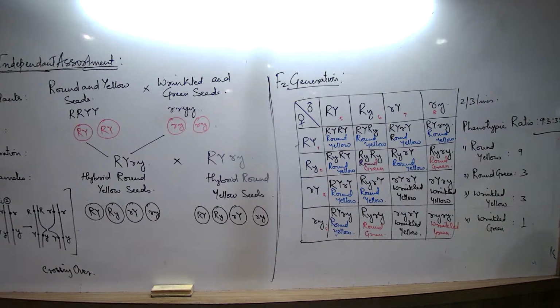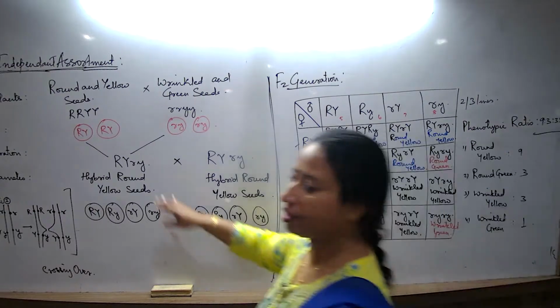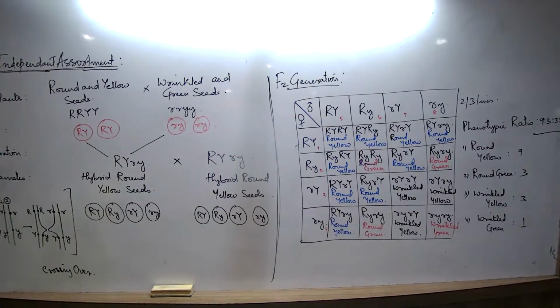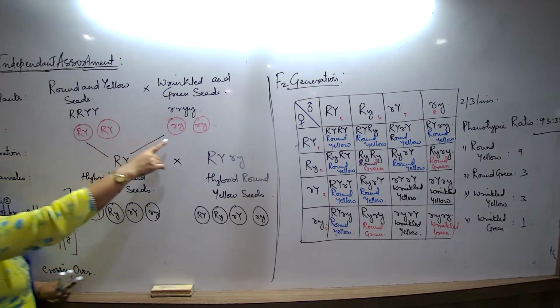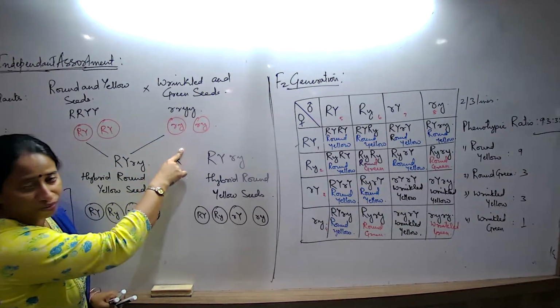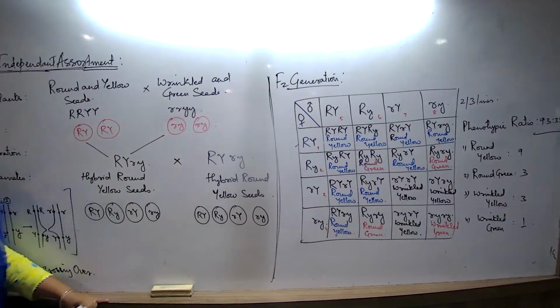Give an example of a dihybrid cross. With any pair of alleles, you can give an example. Instead of round and yellow, what else can I take? Tall and axial. I can take tall and purple, yes. So if I take tall and purple, then what should I take here? Dwarf and white. Okay.